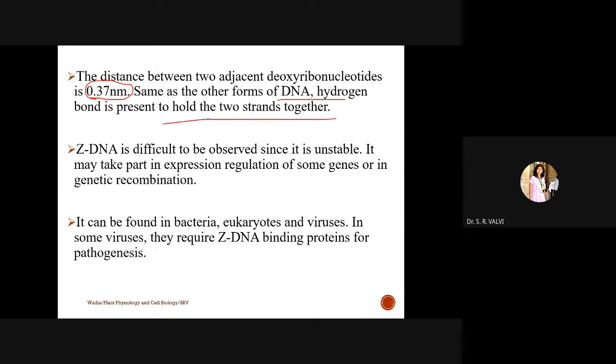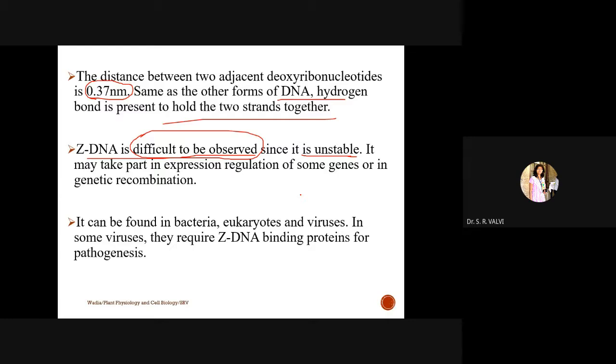That is, hydrogen bonds hold the two strands together, right? Then ZDNA is difficult to observe since it is unstable, right? So rare is A, most commonly observed is B, and Z is again unstable, hence difficult to observe. Why is it difficult to observe? Because it is unstable. It is always going to modify, denature, renature. It is an unstable one, and hence it is very difficult to observe this type of DNA.